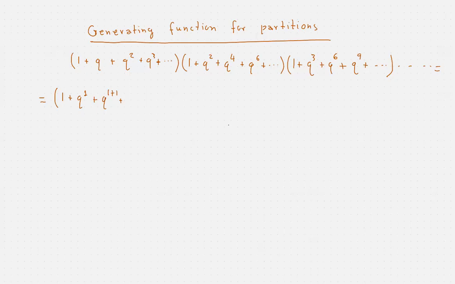And in the second parenthesis, I will write this as q to the 2, and then q to the 2 plus 2, and then q to the 2 plus 2 plus 2, and keep going. And pretty much that's how we want to interpret all of these exponents.